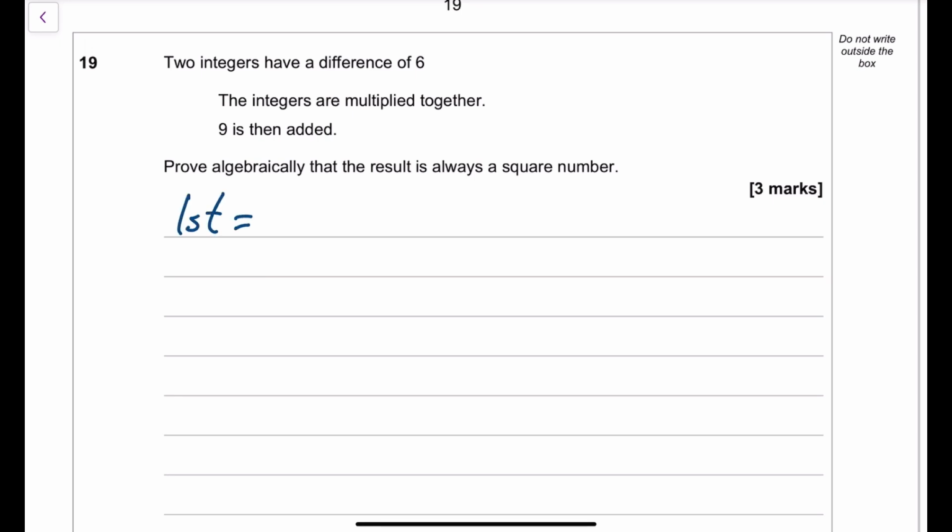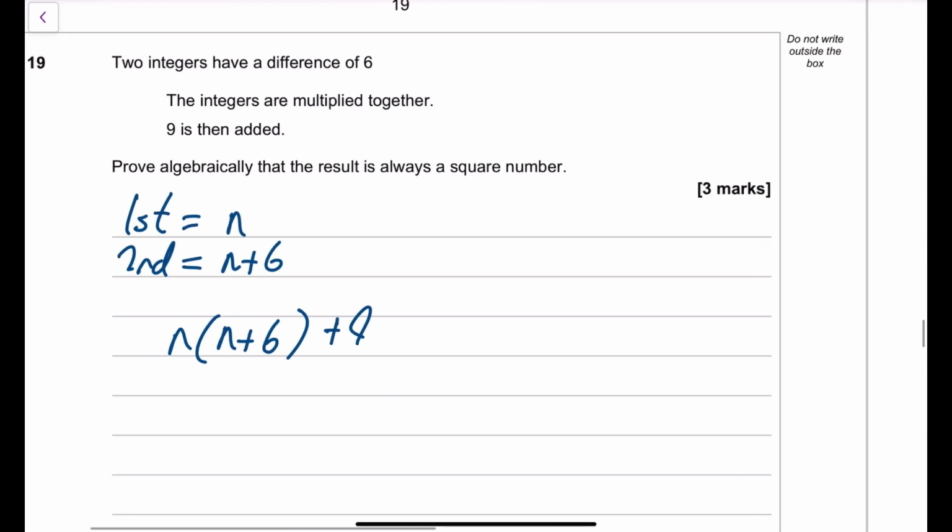Okay, I'm going to say let the first be equal to n. And if we have a difference of 6, I can either let the second be equal to n plus 6 or n minus 6. I'm going to go for n plus 6. So the integers are multiplied together, so n times n plus 6, and then 9 is added. And it says prove algebraically that the result is always a square number.